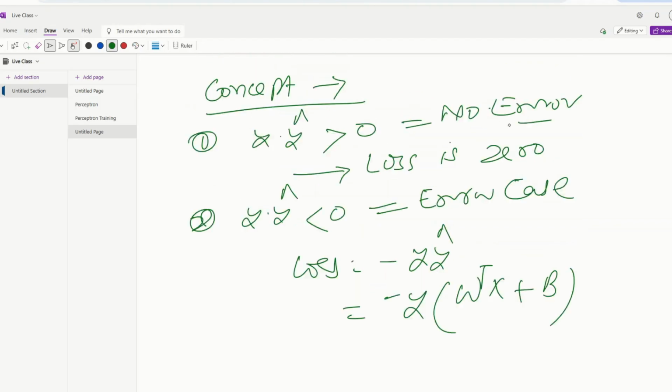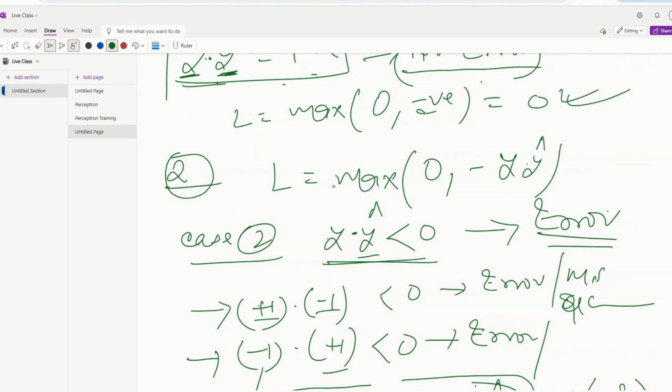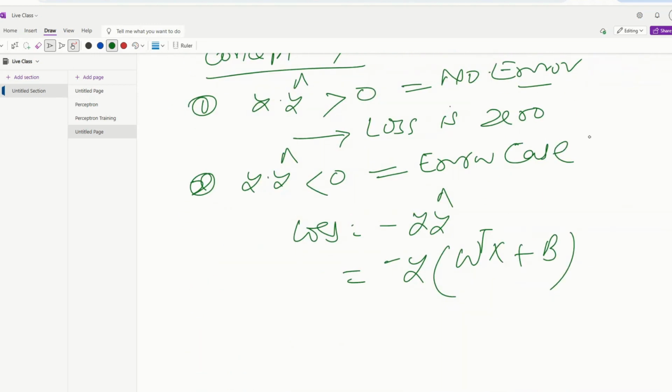We just now learned that there will be no error in that case. Then loss is 0. There is no loss according to my loss function. If y into y predict is negative, then I'm saying it's an error case. There is a mismatch between the actual label and my predicted value, and in that case I need to find the loss. So the loss will be like this.